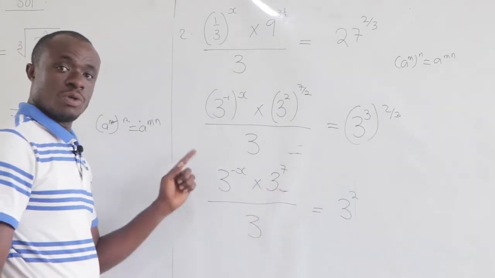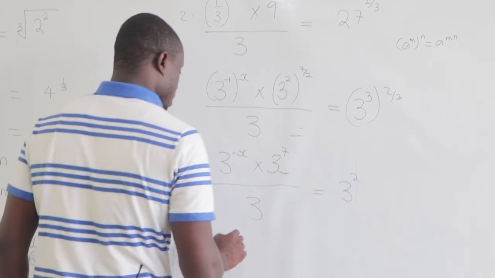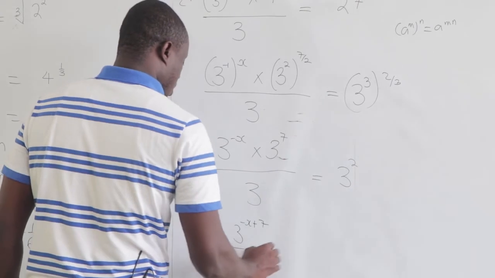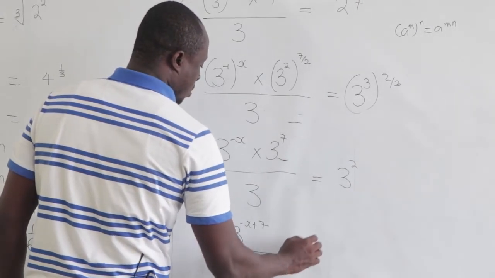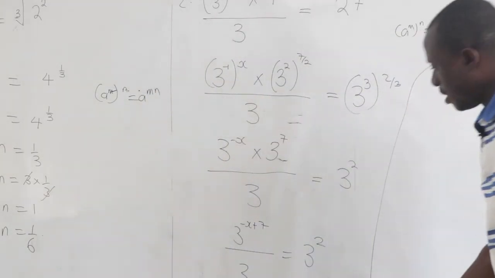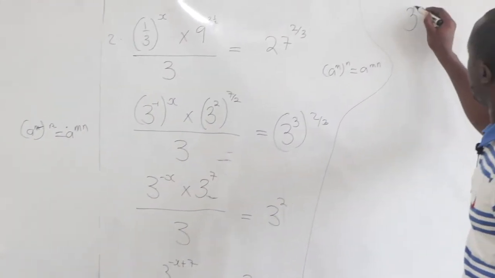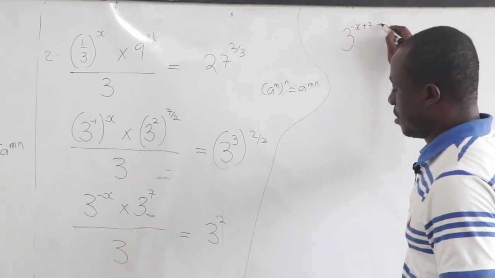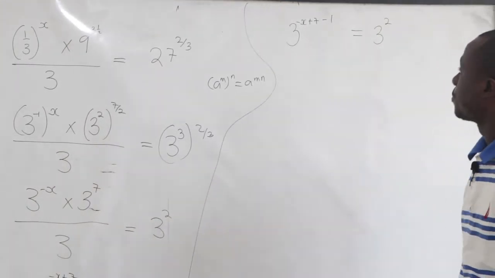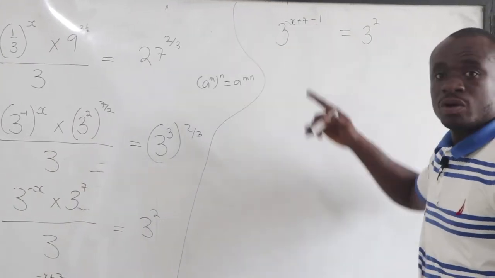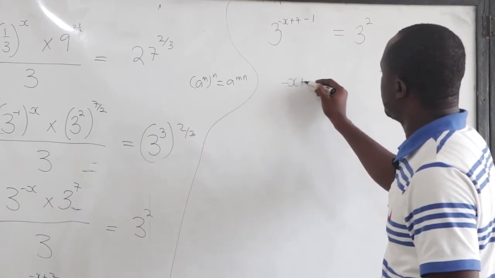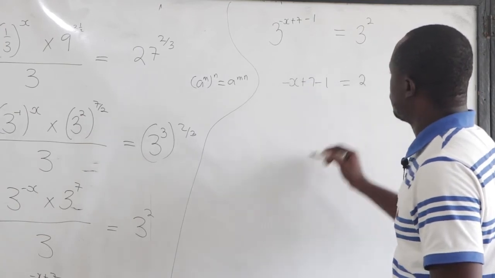Now we are multiplying, so what do we do? We add the exponents, that is the numerators. So we have 3 to the power negative x plus 7 all over 3 equal to 3 to the power 2. Now this one will be 3 to the power negative x plus 7 minus 1 equal to 3 to the power 2. Now we are subtracting because we are dividing. Bases are the same, we can equate the exponents. We have negative x plus 7 minus 1 equal to 2.